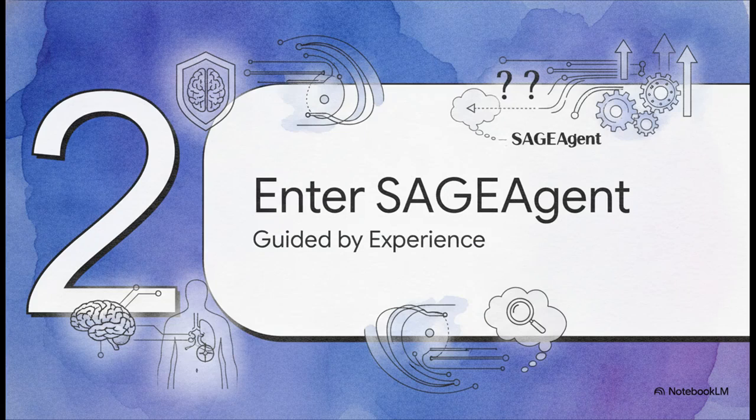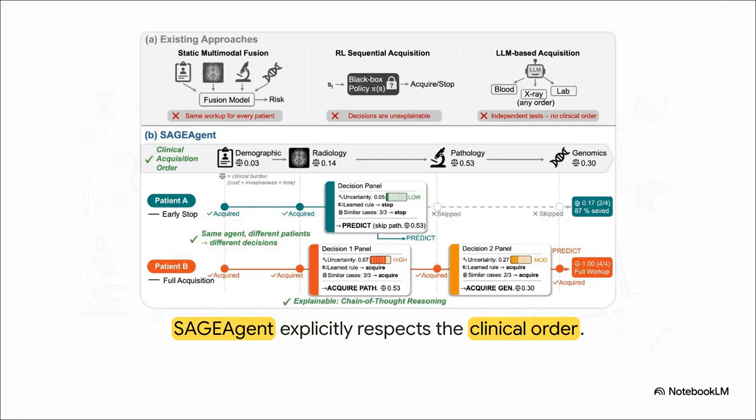Which brings us to Section 2, Enter SAGEAgent, an AI guided by experience. Let's look at how the researchers designed SAGEAgent to fix these fatal flaws. Notice how SAGEAgent explicitly respects the strict clinical acquisition order. It doesn't just look at all the tests independently, it follows the real-world sequence. At each stage, say after demographics or after radiology, it pauses.